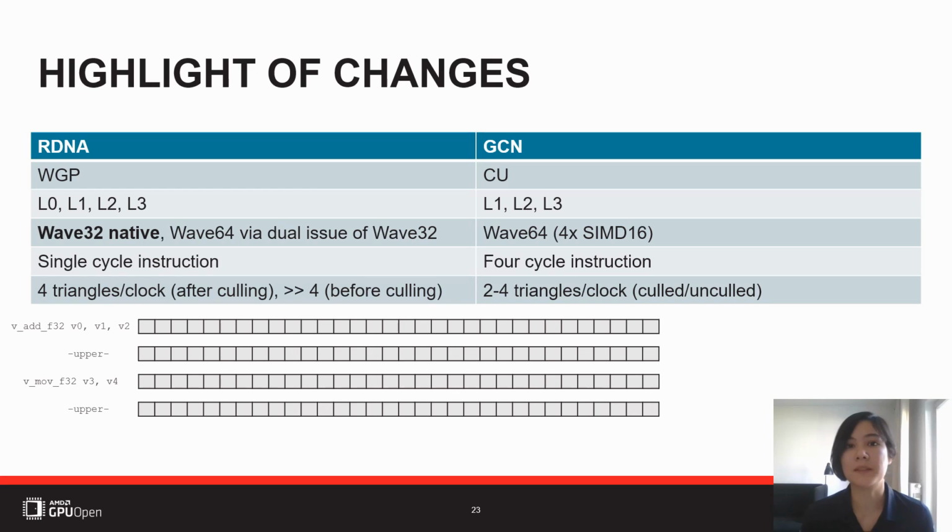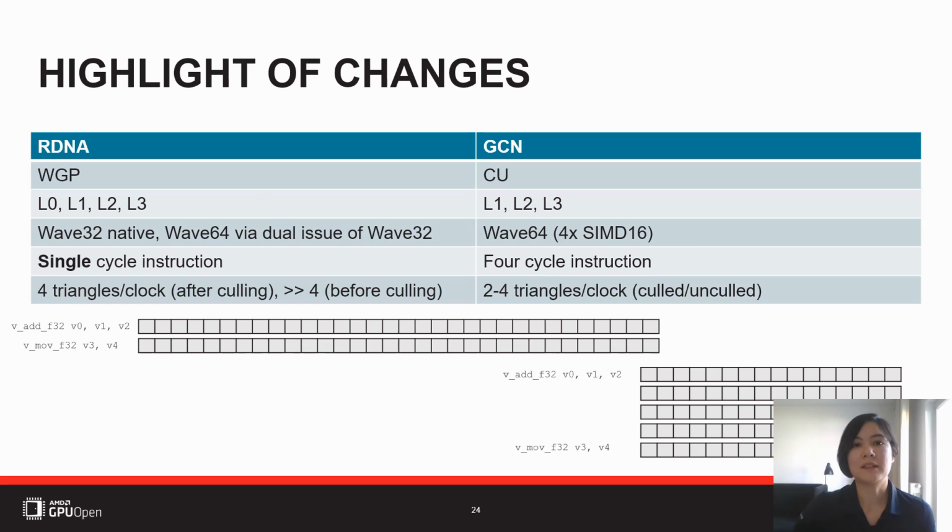So the same example again, we first have the addition and then the move instruction. If we are running a wavefront of size 64, we issue the instructions twice. And on GCN it was always a wavefront size of 64, but we issued the instructions 4 times. On RDNA it's natively 32, but we also support a wavefront size of 64 via dual issue of wavefront size 32. This also means that on RDNA natively it's single cycle instruction, while on GCN it's always 4 cycle instruction.